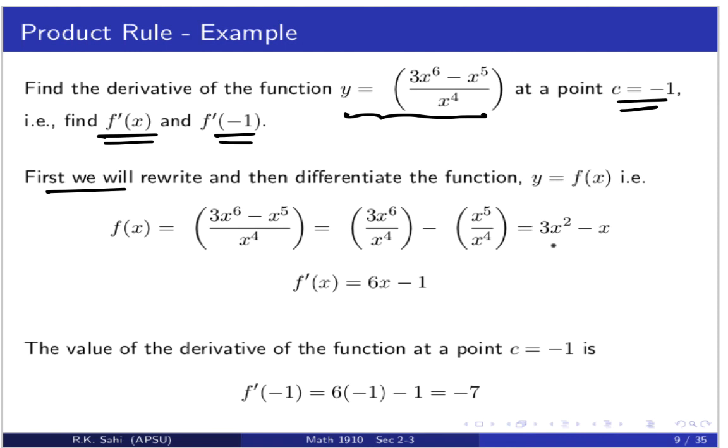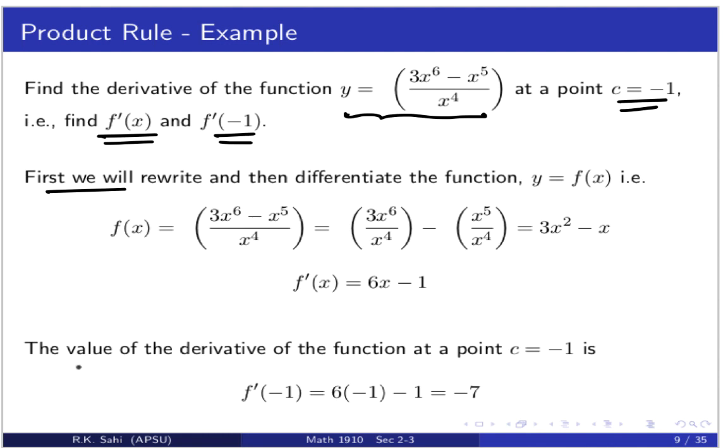Once I've done my little algebra technique over here, I am able to get an expression which is easier for me. So let's do that. f of x is 3x to the 6 minus x to the 5 over x to the 4. I can write this as 3x to the 6 over x to the 4 minus x to the 5 over x to the 4, and apply the exponent rules. We get 3x squared minus x. Now this is much easier to work with. So if I take the differential of this function, I get 6x minus 1.